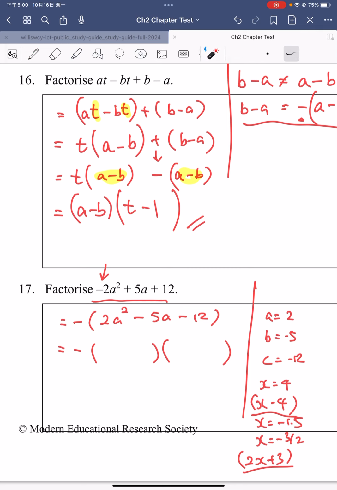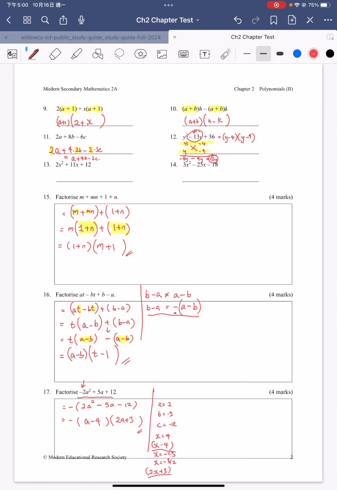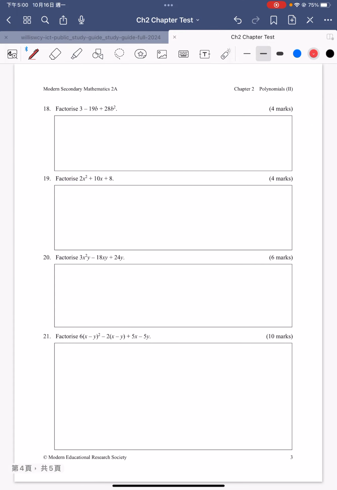But bear in mind that before we were using the x, but now the question is asking for a. So we just change the x to be a, then it's actually done. So we have a minus 4 and 2a plus 3. So that's the answer for question 17. Now we're going to do question 18.